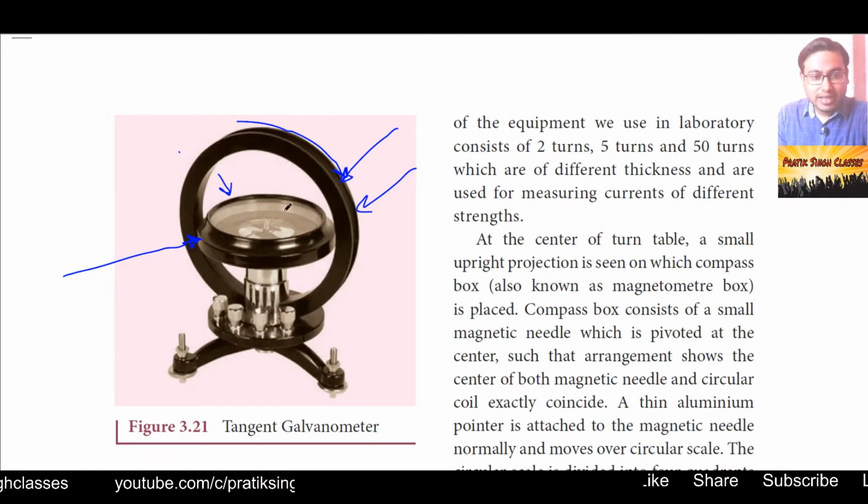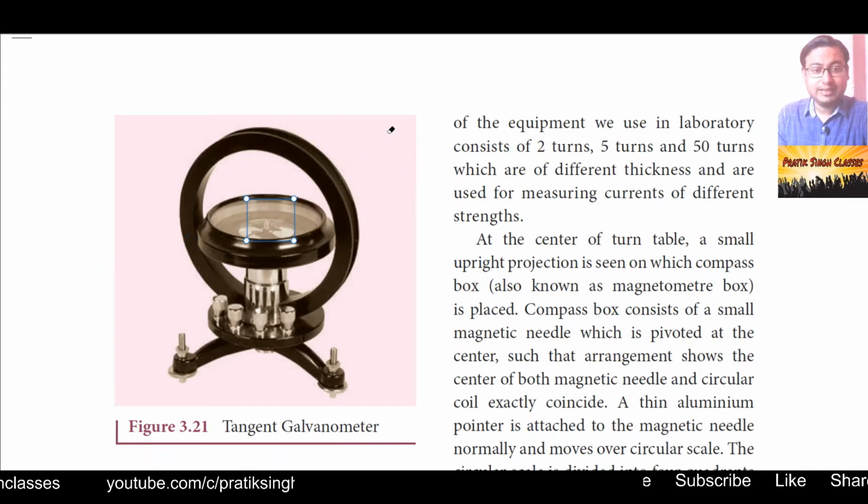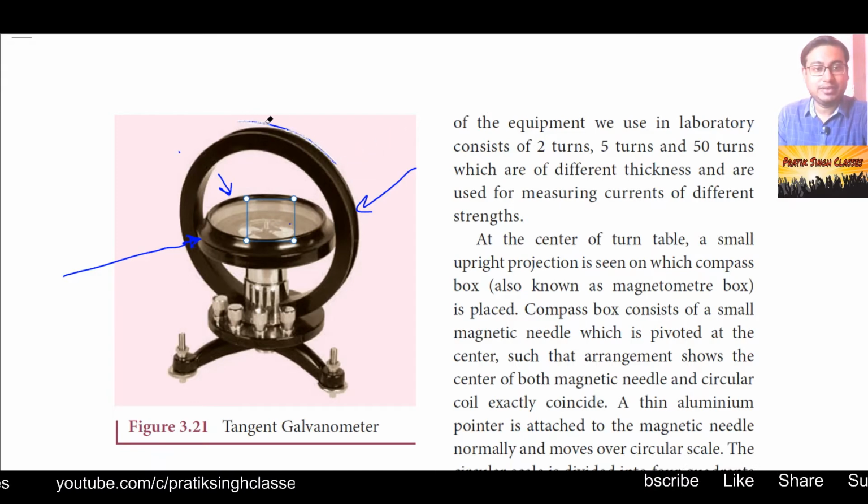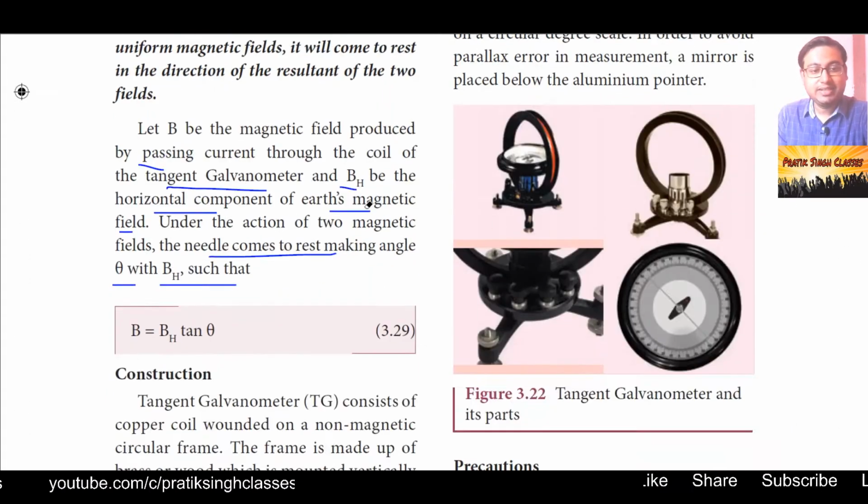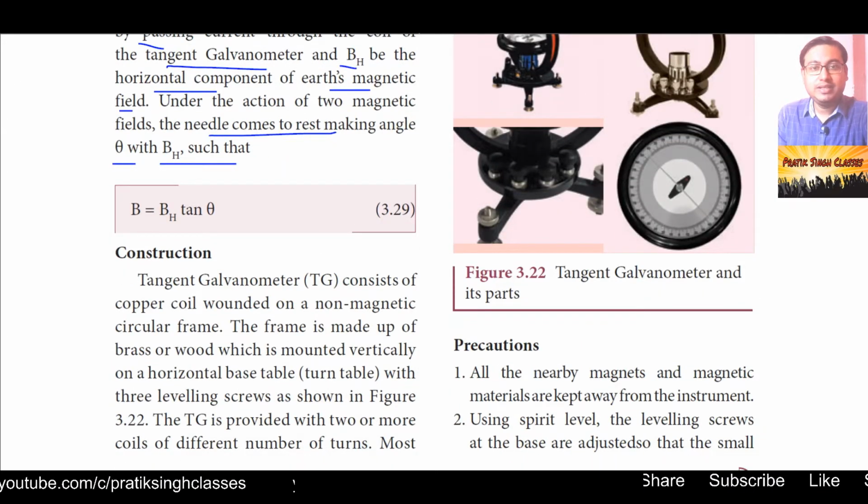So when we have a bar magnet here, it will act because of two different magnetic fields, one because of the horizontal component of Earth's magnetic field and one because of the current flowing in this loop. After some time, when the bar magnet comes to rest, initially it will fluctuate, and once it comes to rest, the direction of the bar magnet will be in the direction of the resultant of the two magnetic fields, and that is given by B is equal to BH tan theta.